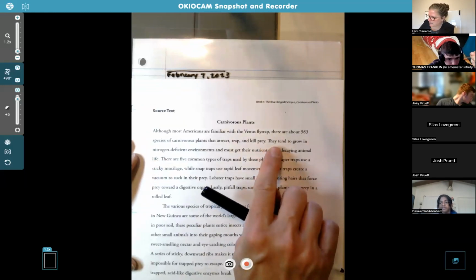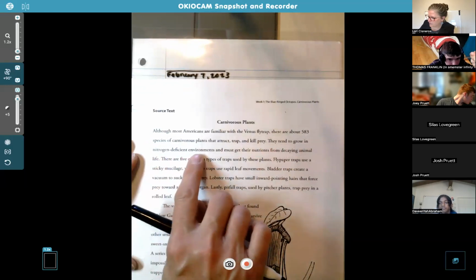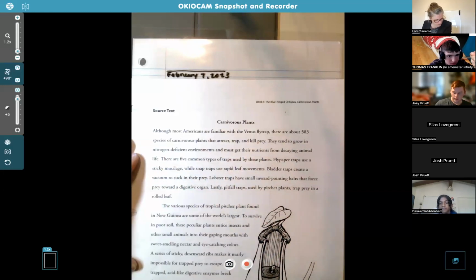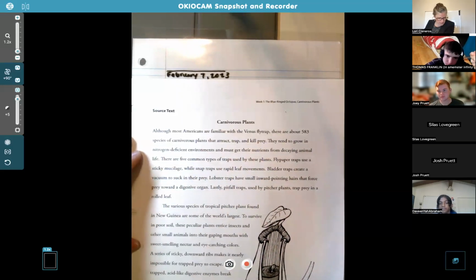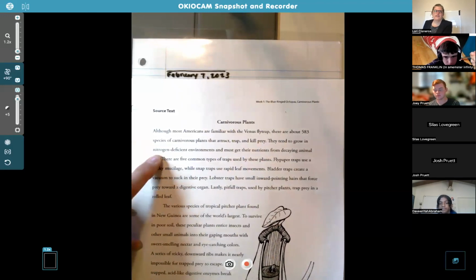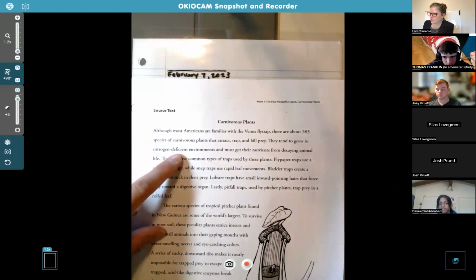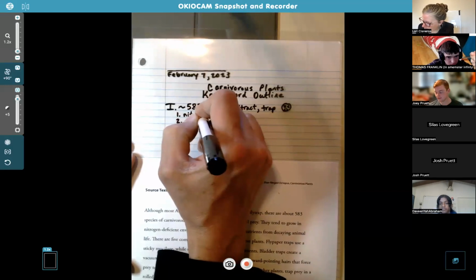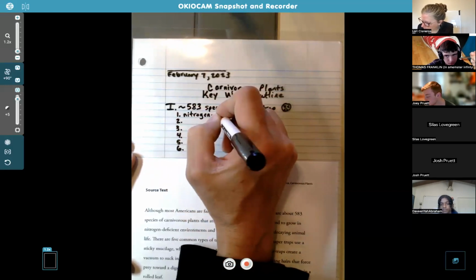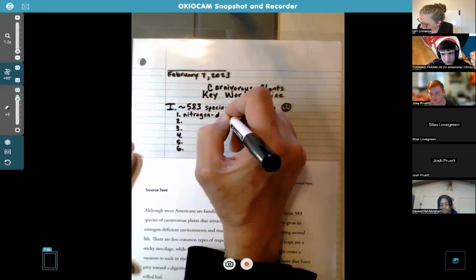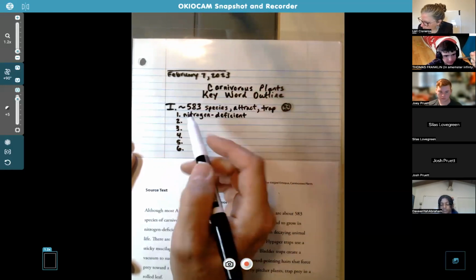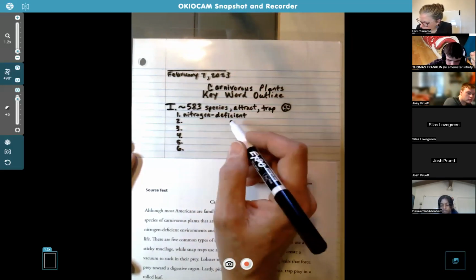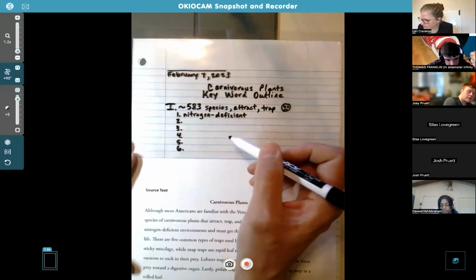It starts with, they tend to grow in nitrogen deficient environments and must get their nutrients from decaying animal life. Well, that's a lot of words too, but I know that nitrogen deficient, that's important to remember. And it's hyphenated. So we can count that as one word. Go ahead and put nitrogen dash deficient. And since it's a hyphenated word, we are going to count that as one.